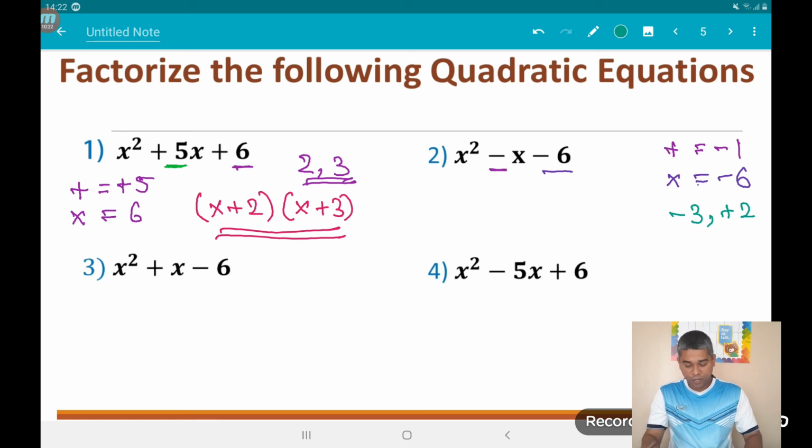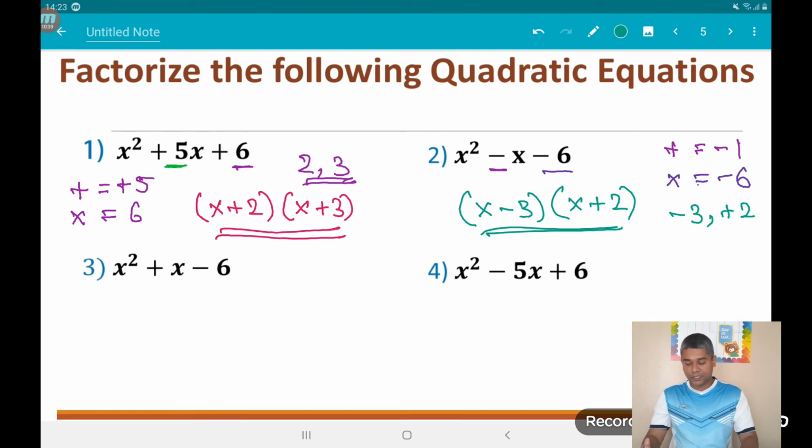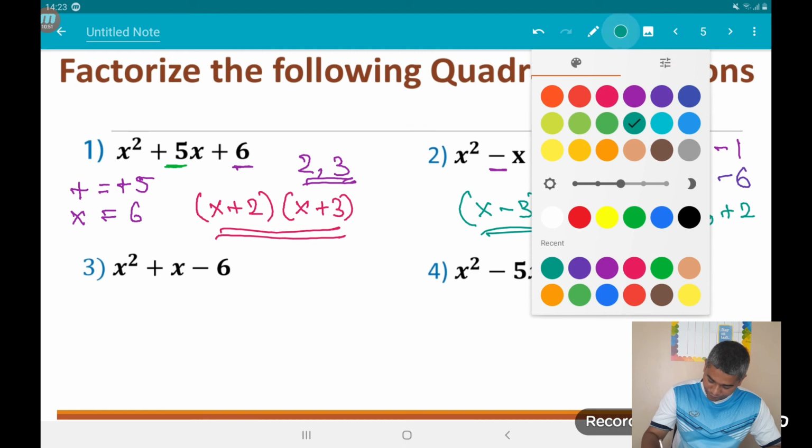Now, can you factorize the equation? So the factors are x minus 3 times x plus 2. Finished. Can you change the order? Yes, definitely you can change the order, like x plus 2 times x minus 3. Both are correct.